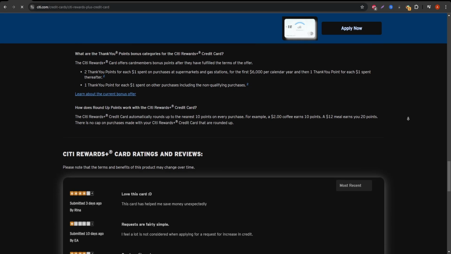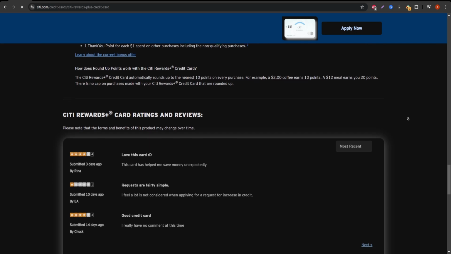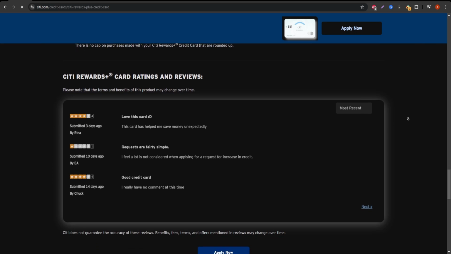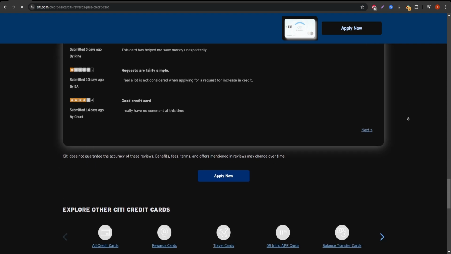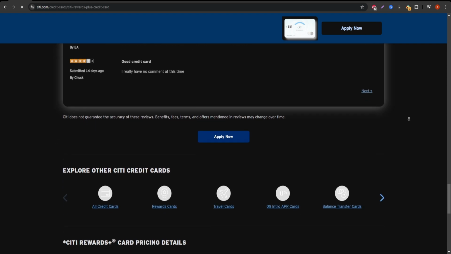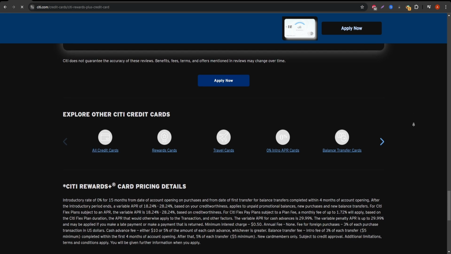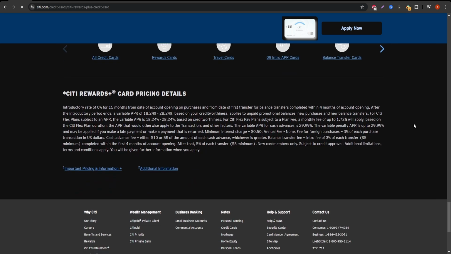Now, let's discuss the fees and costs. This card comes with no annual fee, making it attractive to many users. However, the foreign transaction fee is 3%, so it may not be the best card to carry with you on international trips. It's something to keep in mind if you frequently travel outside the U.S.